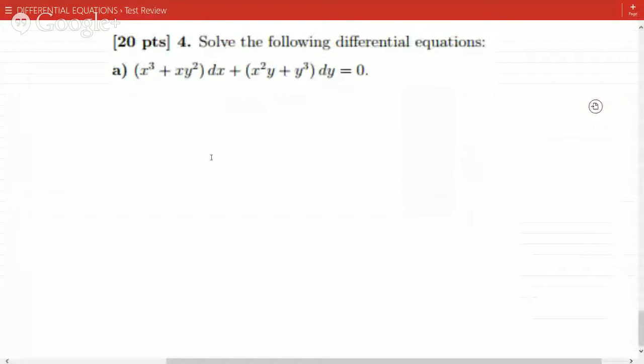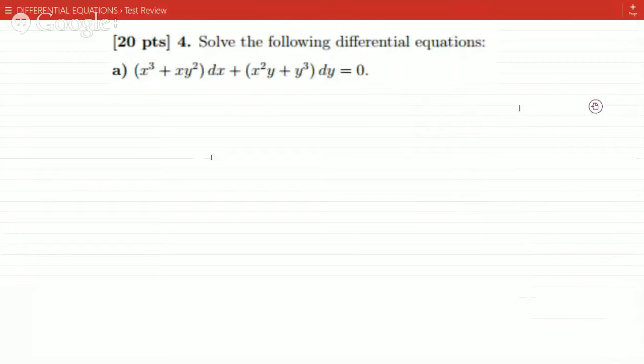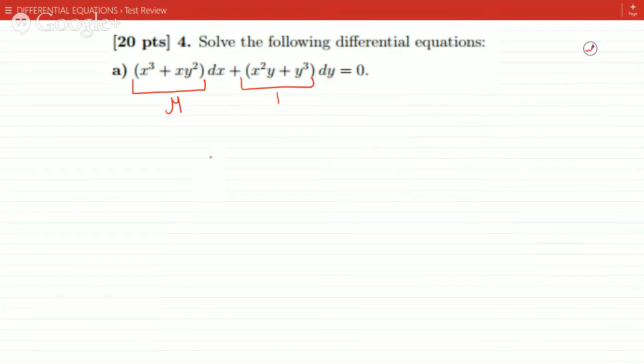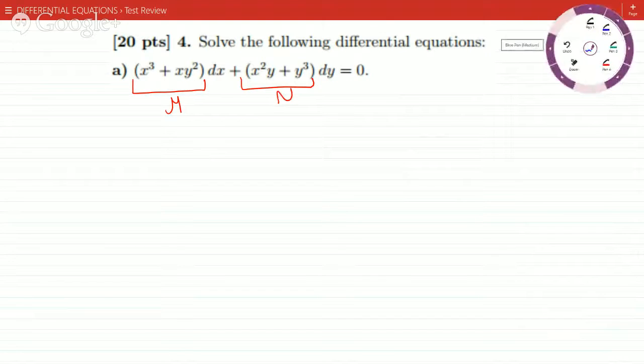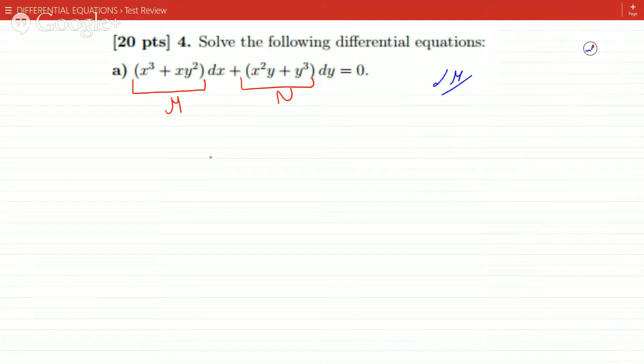Okay, so on this one then, to solve this differential equation, what do we do first? We test if it's exact. Yeah. So this is our M, and this is our N. And we check to see if partial M partial y is the same thing as partial N partial x. So let's find each.